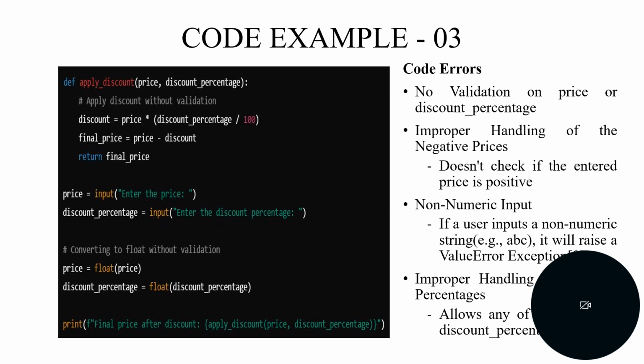Resulting in incorrect final prices. For example, a discount of 150% or minus 10% is not valid in a real world scenario, but the function doesn't prevent such inputs. Coming to the non-numeric input handling, since the program converts the user inputs to floats without checking if they are valid numeric values or not, any non-numeric input will lead to an exception. This is problematic in user-facing applications as it will interrupt the user experience and crash the program.